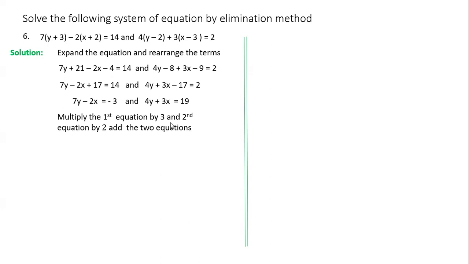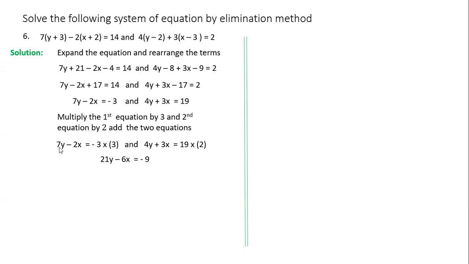Multiply the first equation with 3, and the second equation by 2, and add the two equations, because I am eliminating x. So when you multiply 7y minus 2x is equal to minus 3 into 3, and 4y plus 3x is equal to 19 into 2.